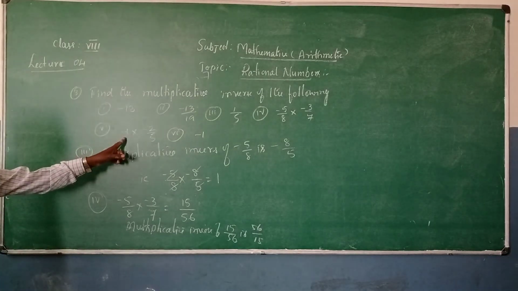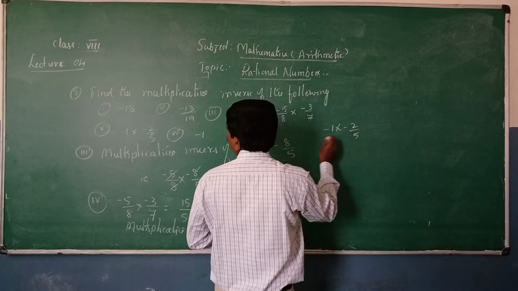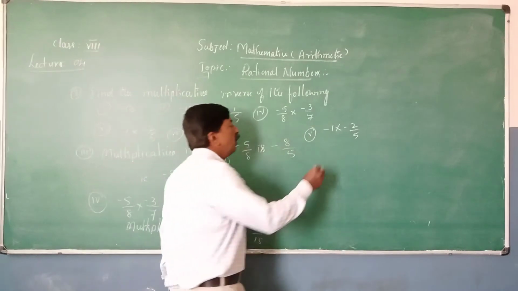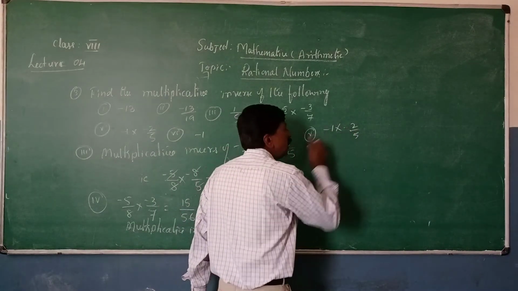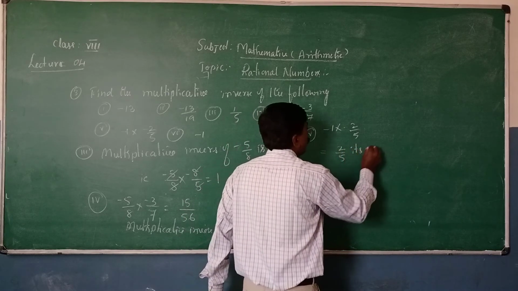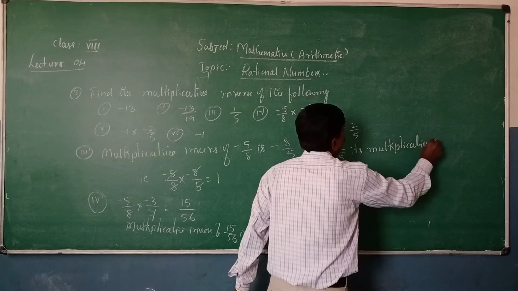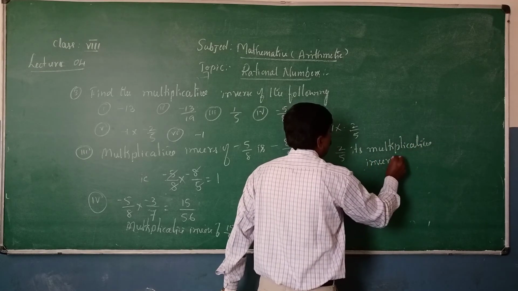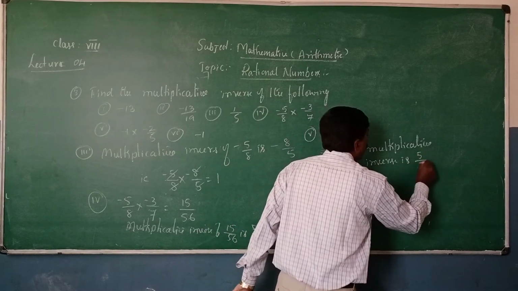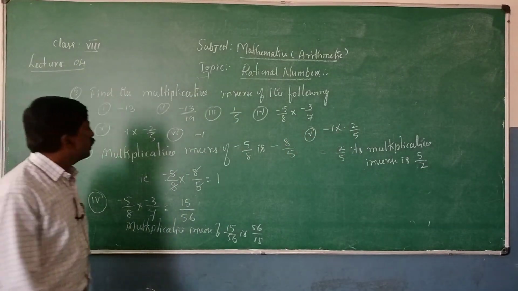So finally, minus 1 into minus 2 by 5, that is the fifth one. What is its multiplicative inverse? First of all, you can simplify these two. Minus into minus is plus, 2 ones are 2 by 5. So its multiplicative inverse is, yes, it has a positive sign, 2 by 5 reciprocal is 5 by 2. Because 2 by 5 into 5 by 2, the result is 1.